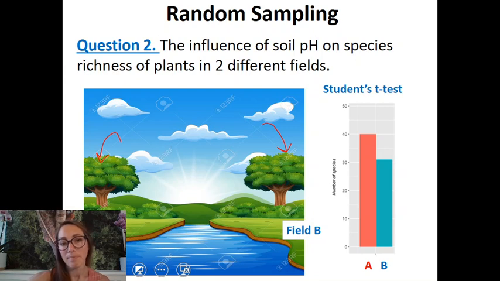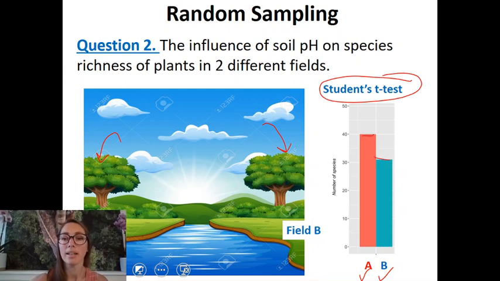So here, again, straight away when you're doing this, think about what data you're going to be collecting. So we're comparing 2 different fields, 2 different sites. So we're not going to be plotting a line chart. We're going to be plotting a bar chart because we've got 2 different categories. Okay, so field A and field B. So therefore, that shows us that we're going to be using the student's t-test because we're looking to compare if these means are significantly different. Okay, so again, straight away, we can identify the kind of data that we're collecting and the sort of stats test that we're going to be using.